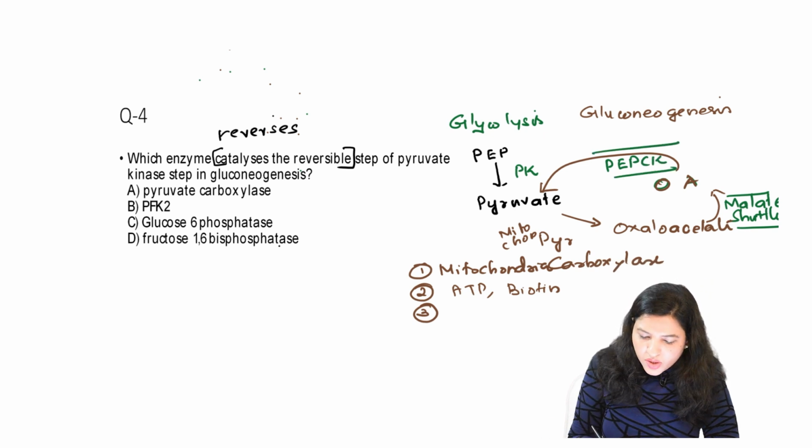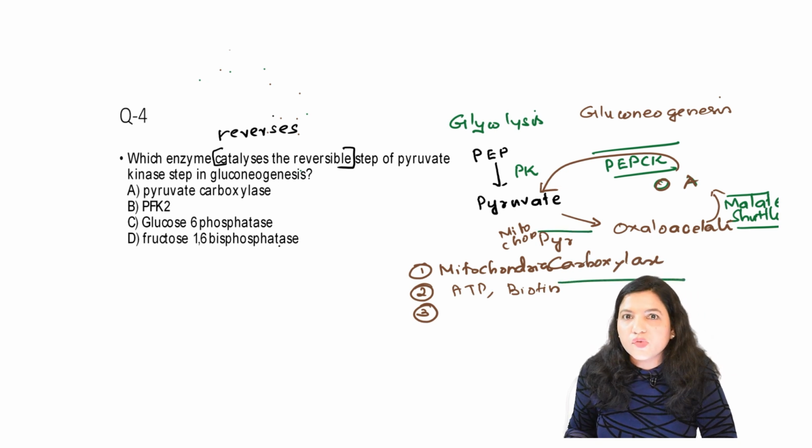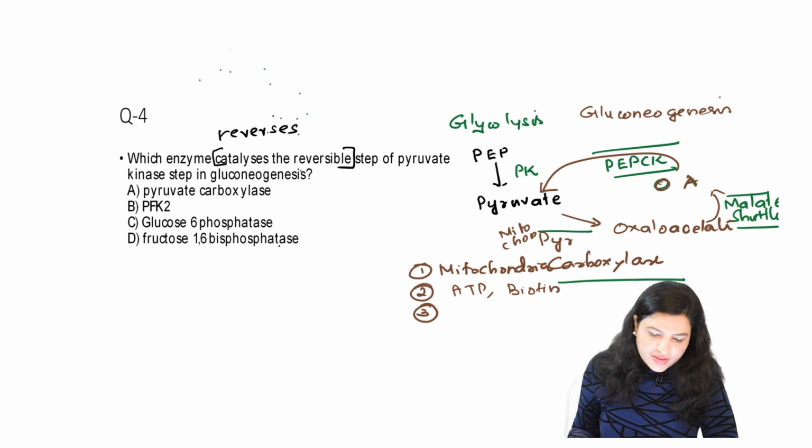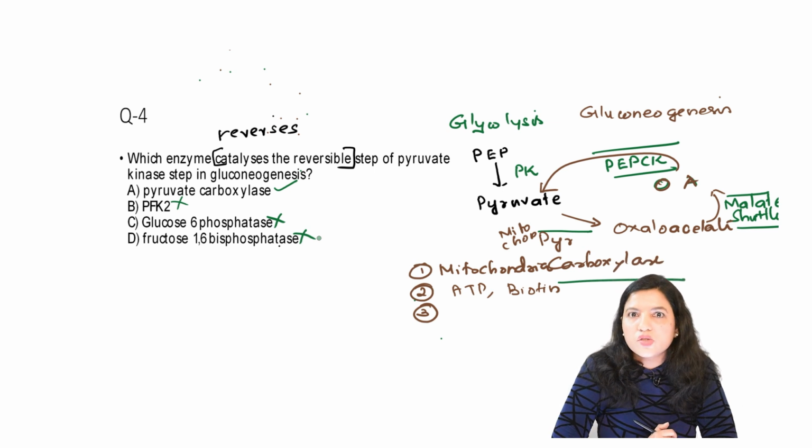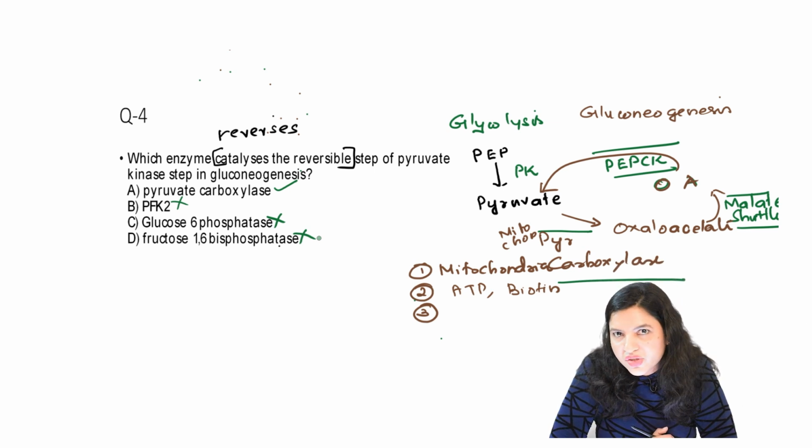So which are the two enzymes required here? The pyruvate carboxylase and the phosphoenol pyruvate carboxykinase. So coming back to our question, it's a very simple question. Pyruvate carboxylase is the answer here, not PFK, not glucose 6-phosphatase or fructose 1,6-bisphosphatase. So which are the key enzymes of gluconeogenesis?